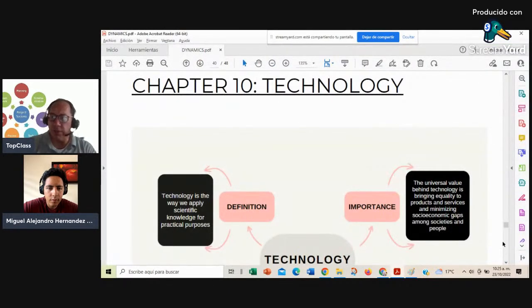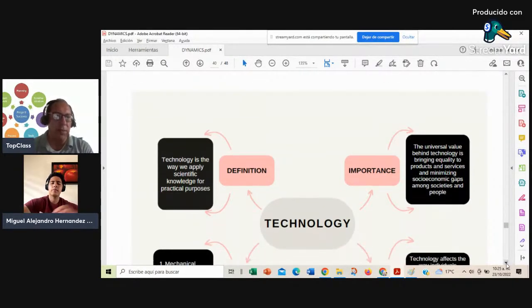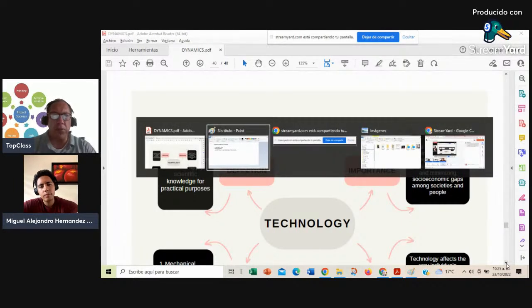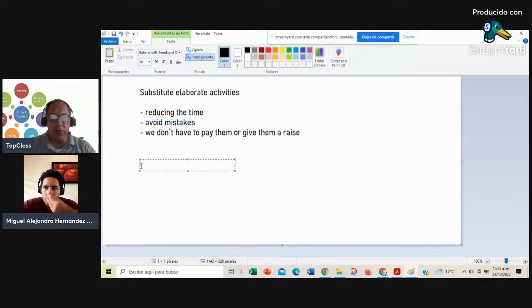Let's read the definition first, Mickey. Can you read the definition that we have here, please? Yes, sure. Technology is the way we apply scientific knowledge for practical purposes. Okay. Where would you start with technology? Once you start acquiring technology, which was the first technological tool that we used in humankind?